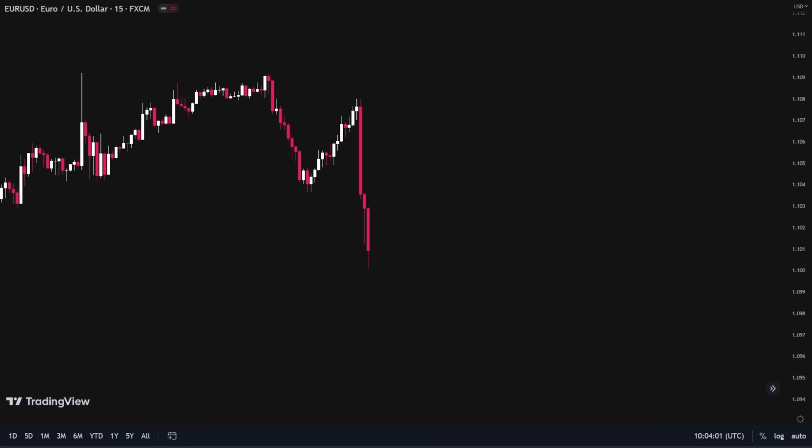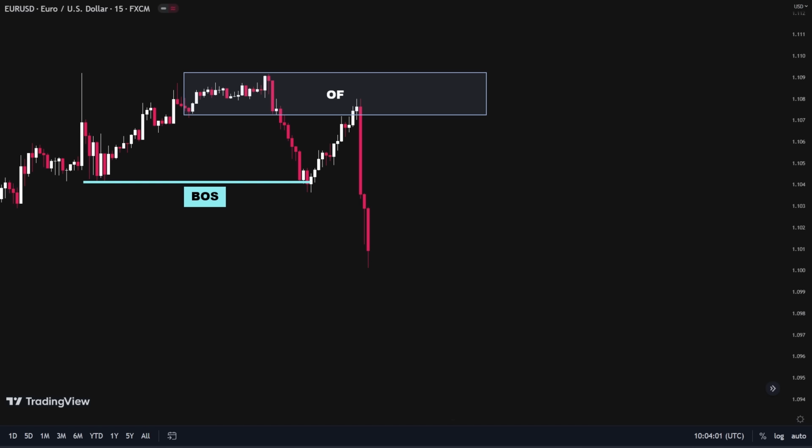Here we have the Euro-Dollar 1-hour time frame chart, where we can see the following price action. Initially, the price broke the recent structure to the downside, experienced a temporary rise, and subsequently reversed from the bearish order flow zone. It's important to note that the sell orders placed at the corresponding order block, executed by the smart money concept traders, were not activated.